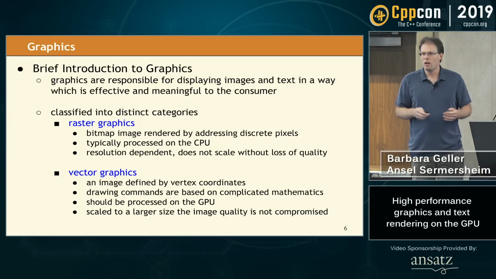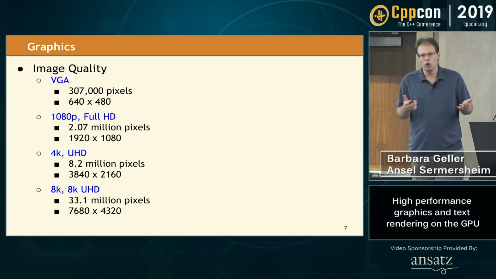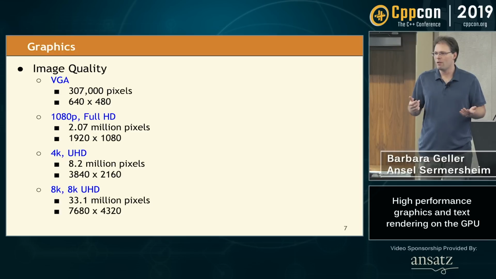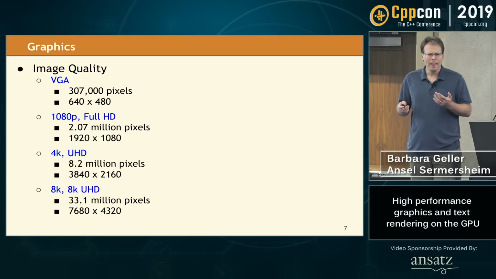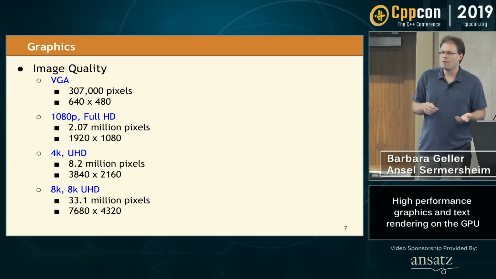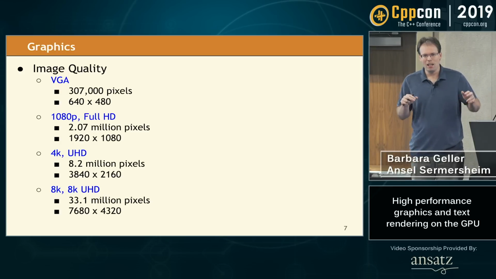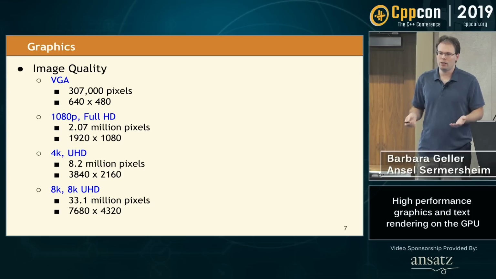Now, 15 or 20 years ago, the monitor you would find on everybody's desk who had a good monitor was VGA resolution, 640 by 480, 300,000 pixels. It seemed really good at the time. Now, most people have a monitor somewhere between 1080p, or full HD, and 4K. That's talking about 2 to 8 million pixels.